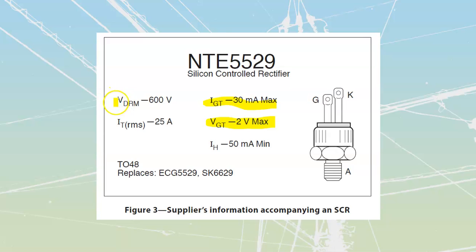And then I'm going to take a look at the maximum forward voltage, which is going to be 600 volts that I can block, so I can turn 600 volts on and off with this one. And then the total amount of current that I can carry is 25 amps.